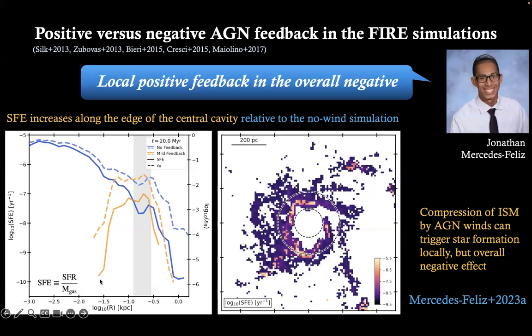And then the orange line corresponds to a simulation with strong AGN winds, which are shutting down star formation at the center of the galaxy, opening up a cavity of a couple hundred parsecs. But in certain regions, gas that is compressed by the winds can have higher star formation efficiency. You can see how this looks in the 2D projection of the star formation efficiency in the panel on the right. So again, the idea is that positive AGN feedback is a very interesting phenomenon that may happen only locally, while overall the impact of AGN feedback is negative.